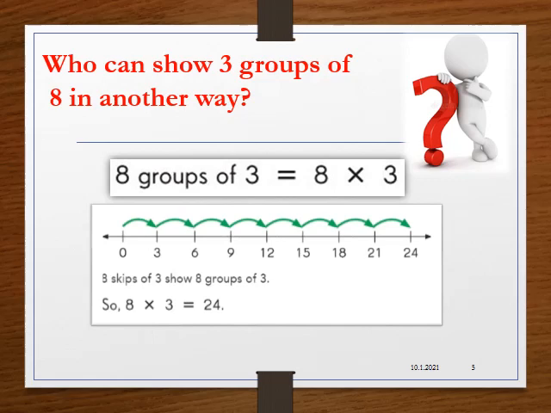So this time I have 8 groups of 3. I will skip by 3. So I will move from the 0 to the 3, 6, 9, 12, 15, 18, 21, and 24. So again, I have 8 times 3 is equal to 24. And we already tried this before. It was 3 times 8 that gave me the same answer, 24.